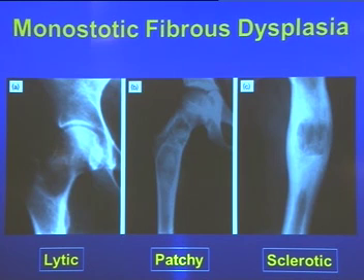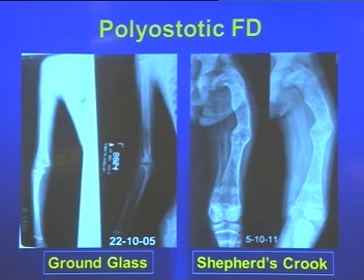So these are examples of monostotic fibrous dysplasia, the lytic variant, markedly radiolucent. The next one is a patchy involvement, so that you have areas of opacity combined with areas of lucency, and this is more or less a healing variant, sclerotic, where there is a sclerotic rim which actually contains the lesion of the dysplasia. Polyostotic involvement, ground glass appearance, and shepherd's crook deformity. The last on the right is a classic example of a shepherd's crook deformity.